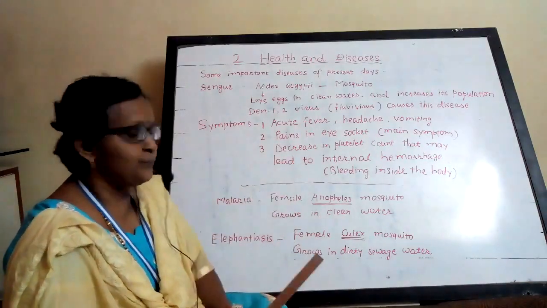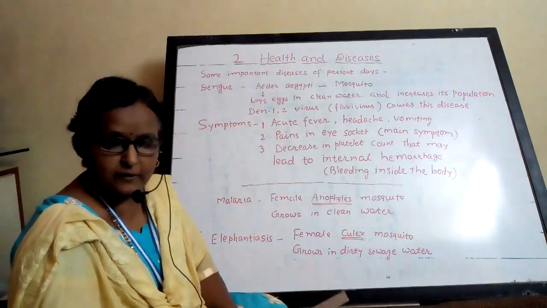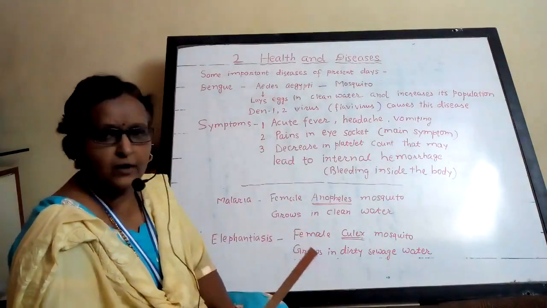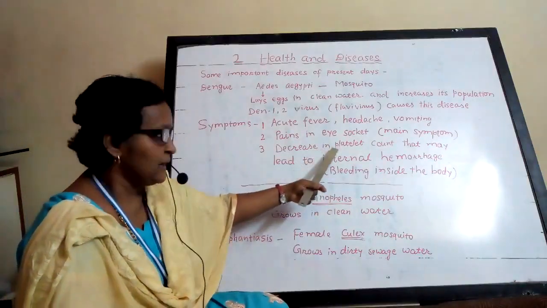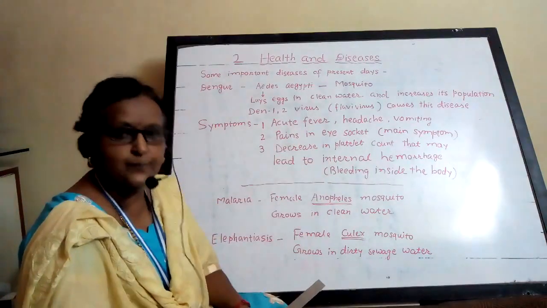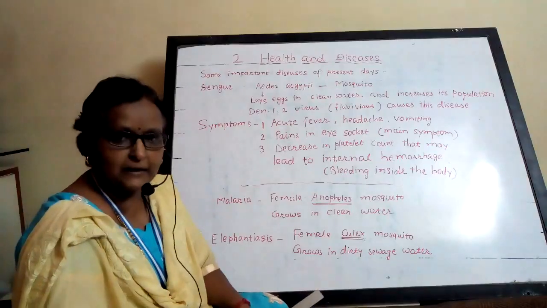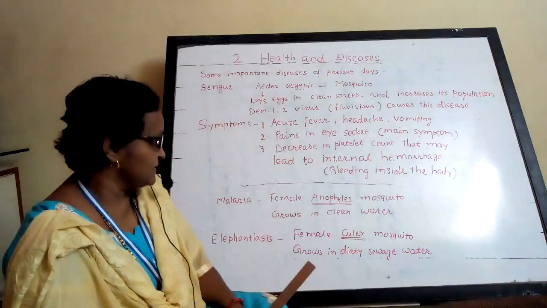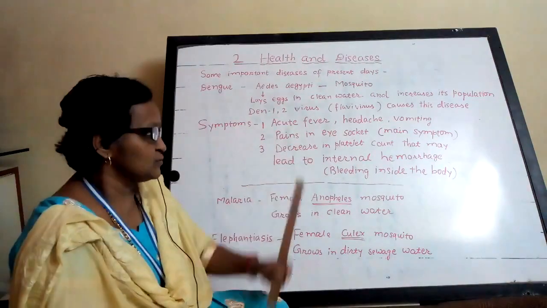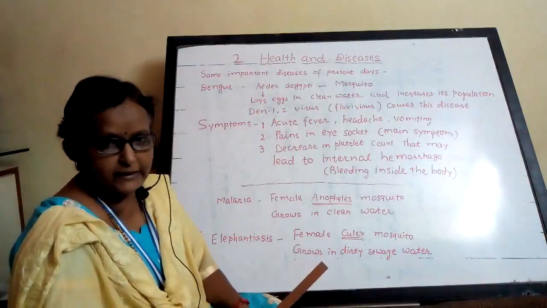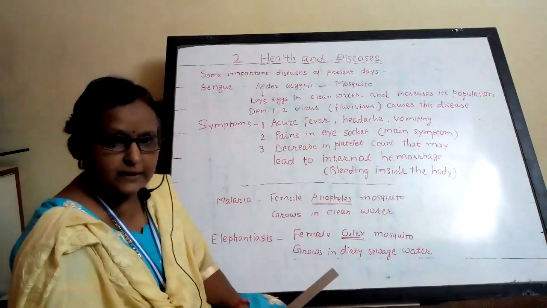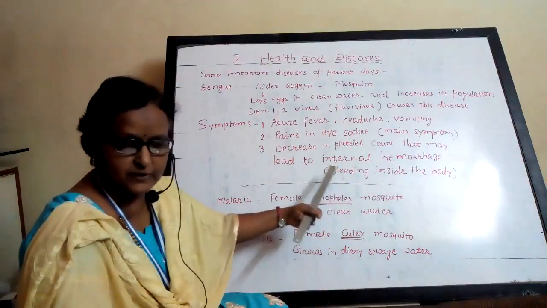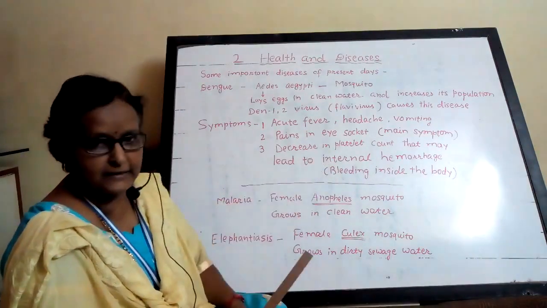Third is a decrease in platelet count. Many patients have a lower platelet count in the body. Platelets are present in our blood, and the platelet count is reduced. That is a symptom of this disease, and it leads to internal hemorrhage. Internal hemorrhage means internal bleeding, bleeding inside the body due to the loss of platelets.